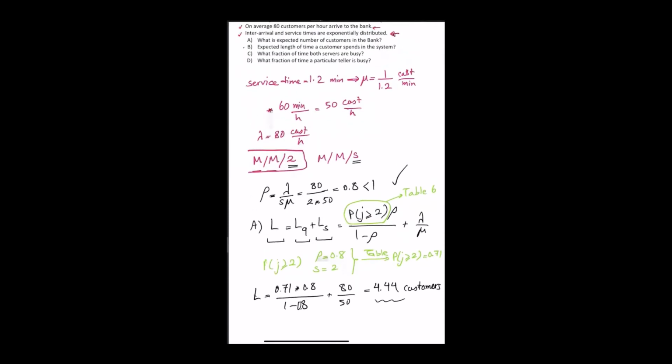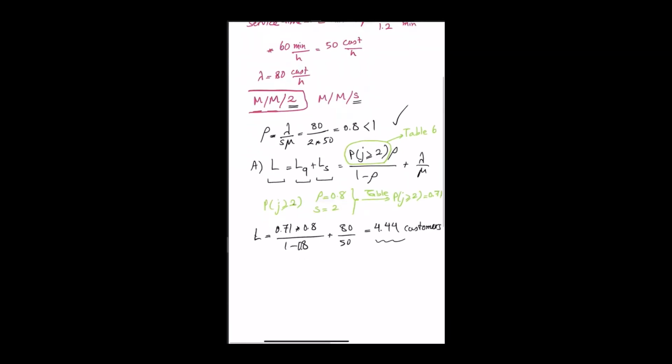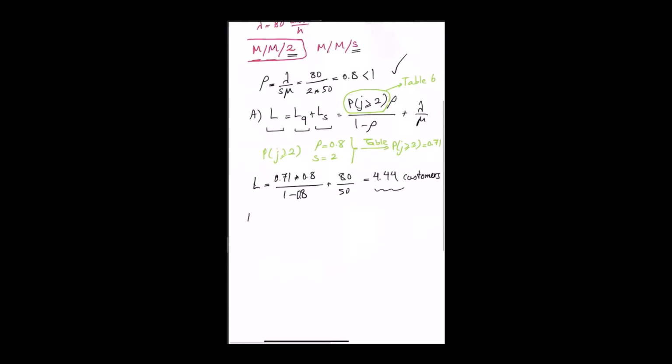Part B wants to know what is the expected length of time a customer spends in the system. The length of time that a customer spends in the system, that's going to be W. And to be able to calculate W, we can say W equals L over lambda, Little's formula. L we just calculated is 4.44. Lambda is 80. This is going to be 0.055 hour, or 3.3 minutes.